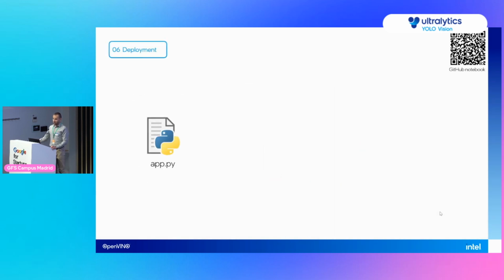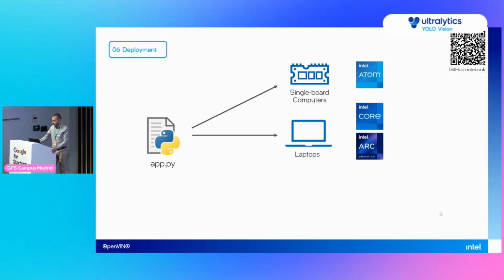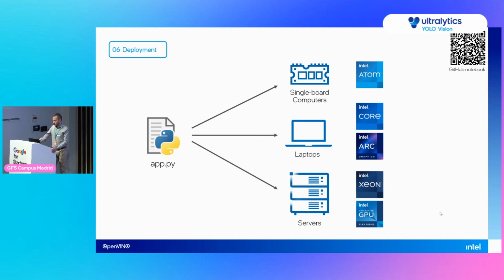Let's talk about the deployment then. We give you two ways, you remember: Jupyter notebooks to understand how it works, and also an app script for easy deployment. And so we can deploy this on any single board computer, like those running Intel Atom, but also laptops with Intel Core or Intel Arc discrete GPU. It means more PC than laptops, but of course it's that kind of device. And also you can run on servers with Intel Xeon and Intel Flex GPU. So it doesn't matter how many streams you have, it's just the selection of the right hardware.